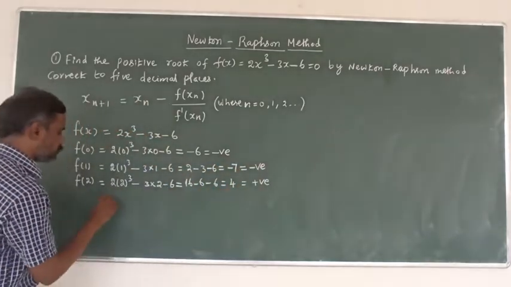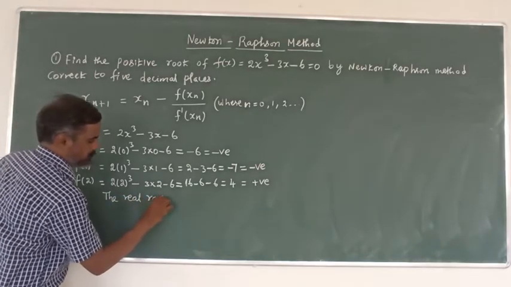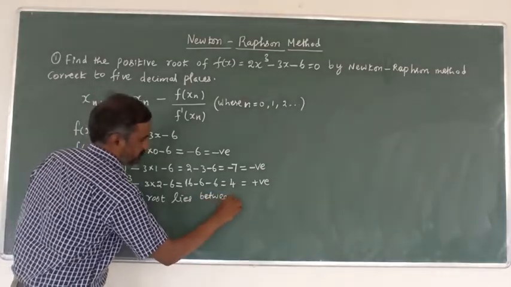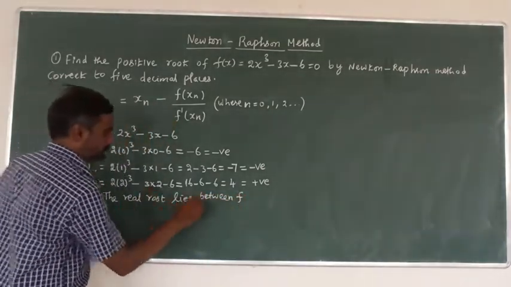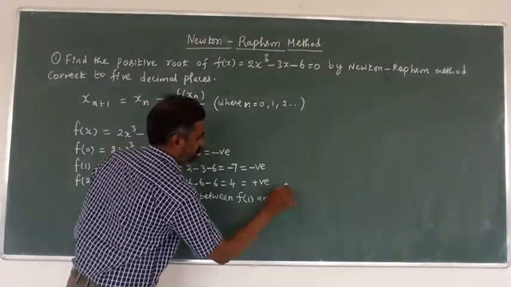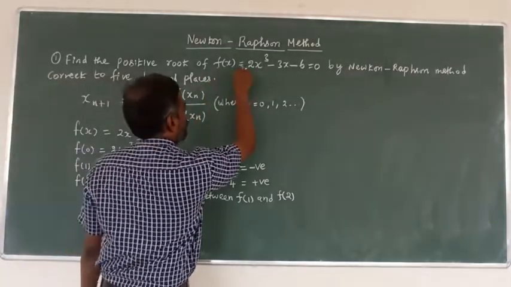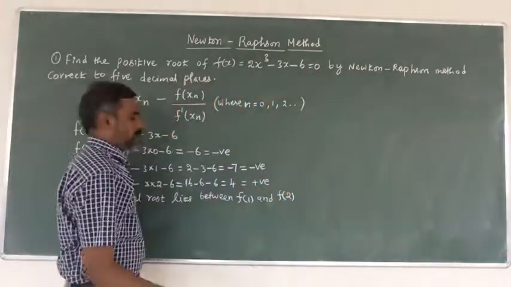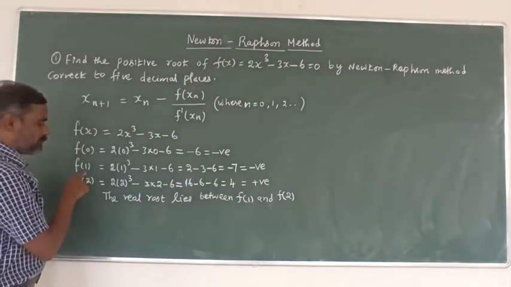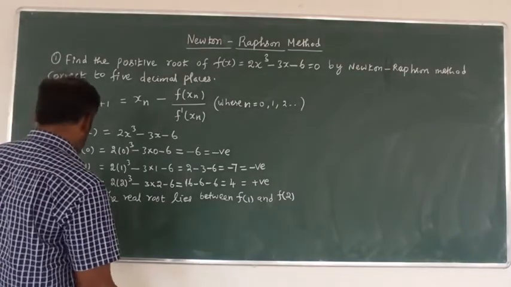Now the real root lies between f of 1 and f of 2. The exact root, that is where f of x is equal to 0, lies between f of 1 and f of 2.